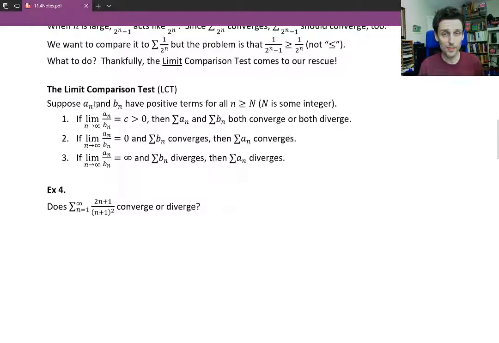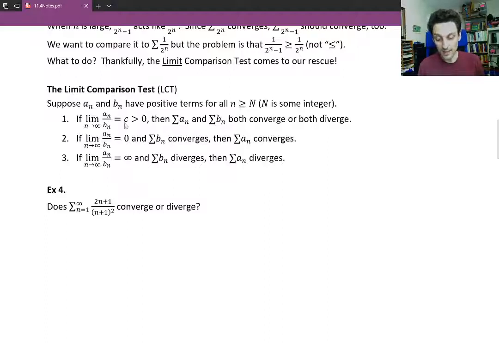Here a sub n represents the terms of our series, the one that we want to find out about, the one that we don't really know about. And the b sub n's are the terms of some known series that we're trying to compare to, just like it was in the comparison test. Then what we're going to do is take the limit as n approaches infinity of a sub n over b sub n. This is why we had to have positive terms and not just non-negative terms. We can't allow for the b sub n's to be 0, otherwise you'd have a 0 in the bottom of the fraction.